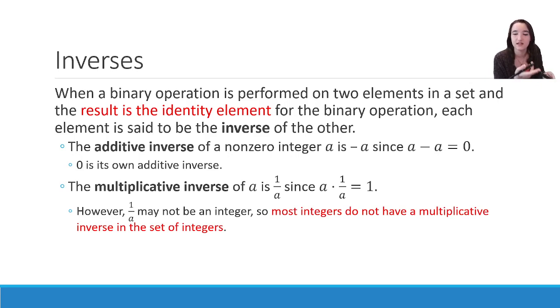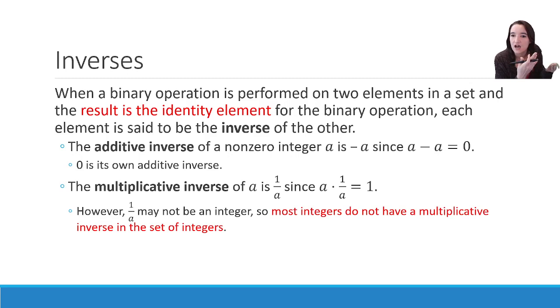Once we have an identity, we can then talk about inverses. So when a binary operation is performed on two elements in a set and the result is the identity element for that operation, then those elements are said to be inverses of each other. So the additive inverse of a non-zero integer a is negative a, because a minus a equals 0. So 2 minus 2, 0. 3 minus 3, 0. 17 minus 17, 0.